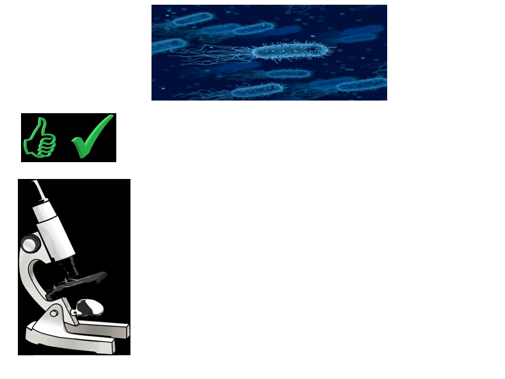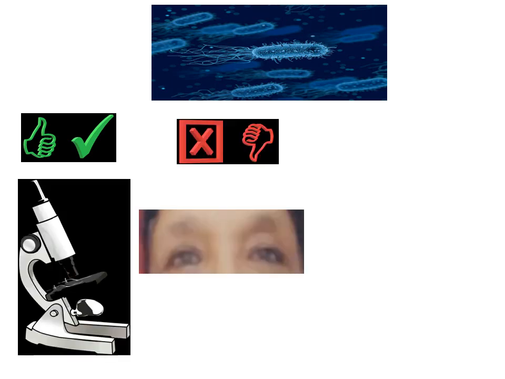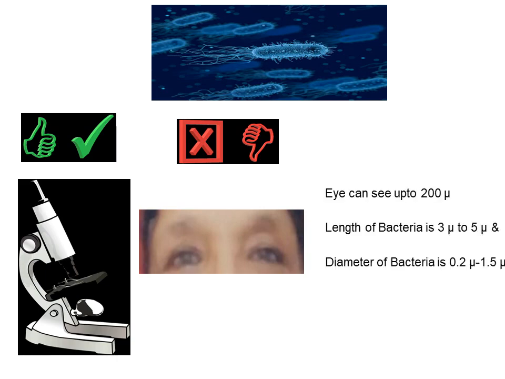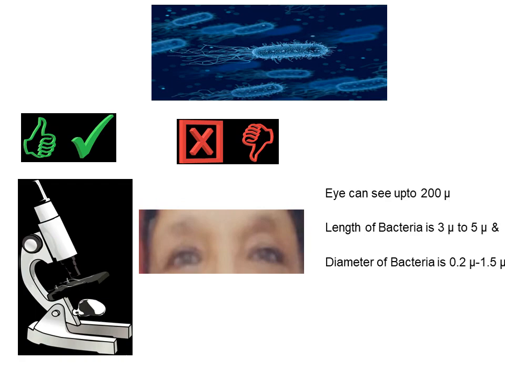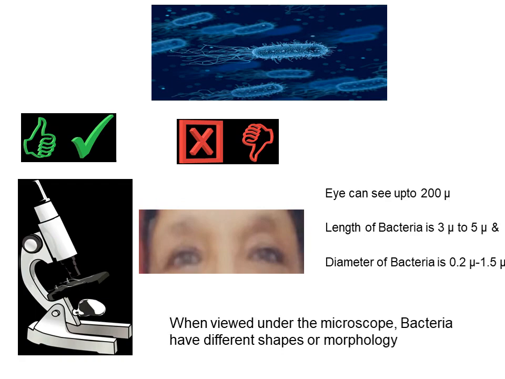Bacteria are so small that they can be seen only with the help of a microscope and cannot be seen with the naked eye. Naked eye can see up to 200 microns. Length of bacteria generally is 3 microns to 5 microns and diameter generally is 0.2 microns to 1.5 microns. Therefore, bacteria can be seen only under microscope. When viewed under the microscope, bacteria have different shapes or morphology.